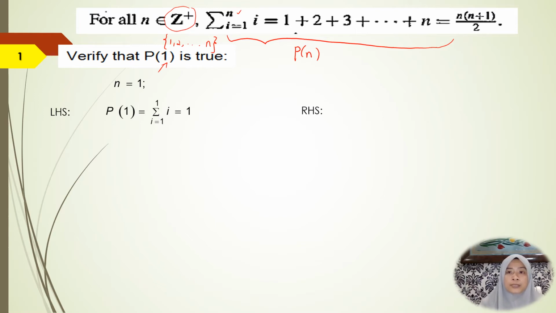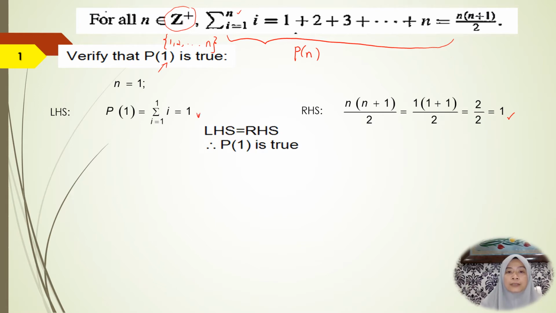So the right hand side is n plus 1 over 2. We need to replace all the n with 1. So the right hand side also gives you 1. Since we can see that the left hand side equals the right hand side, therefore P1 is true. So that is the first step.